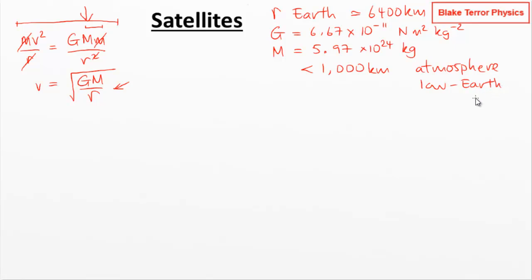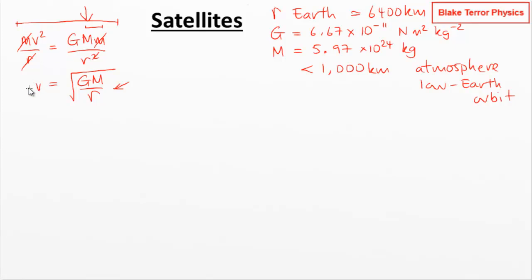So a low Earth orbit is really, I mean, there's no definite dividing line as to what constitutes a low Earth orbit or a medium Earth orbit. But the low Earth orbits, let's say they're less than about 1,000 kilometers, give or take. So let's go with that.